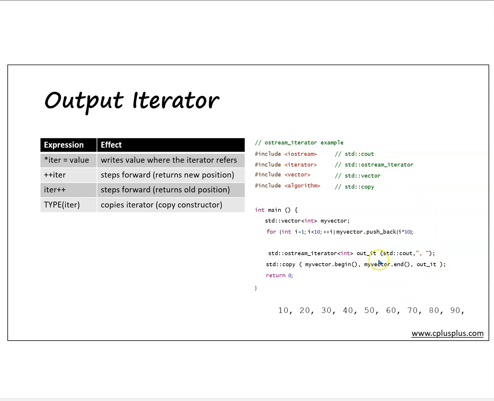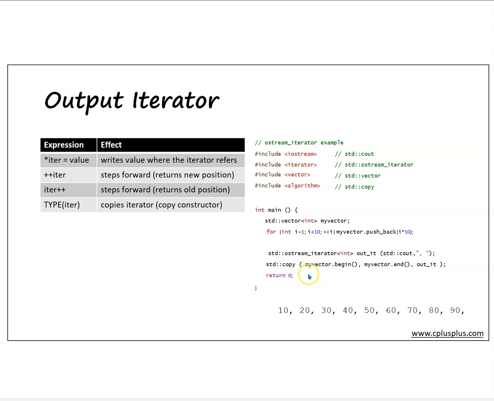So let's take a very simple example. Here we include iterator, and we define our vector. And for each item in our vector, we push i times 10 into the back. Then we define our iterator, an ostream iterator, out, IT is what we'll call it, and we're going to make it reference cout and have it output a comma following each item.